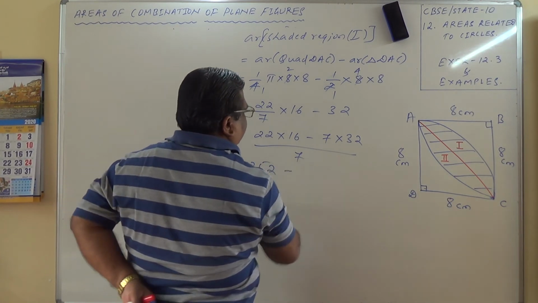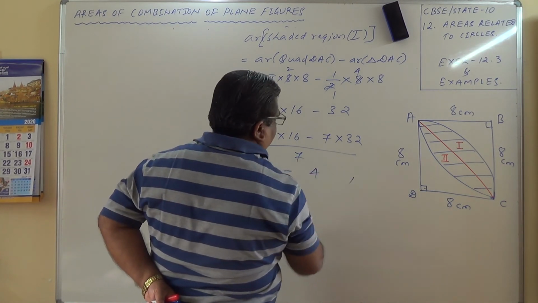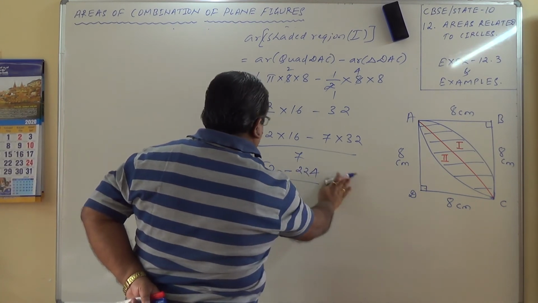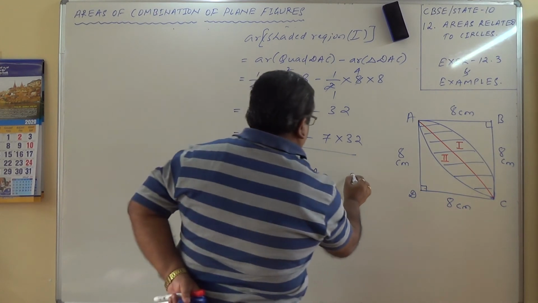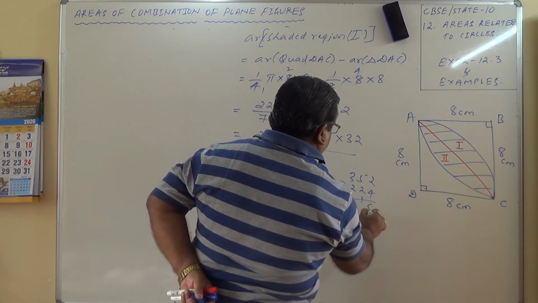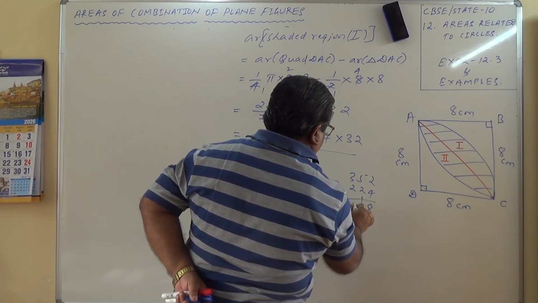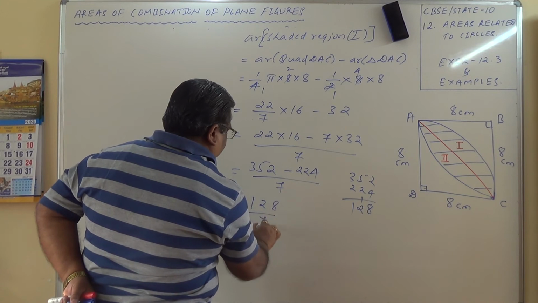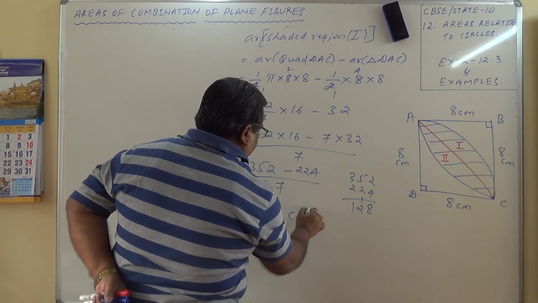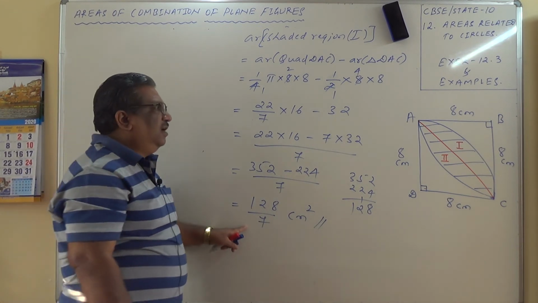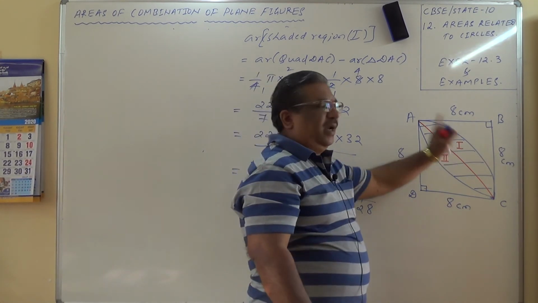352 minus 224 divided by 7. So here 352 minus 224 is 128 by 7 square centimeter is what we are getting. This is the area of the region 1.